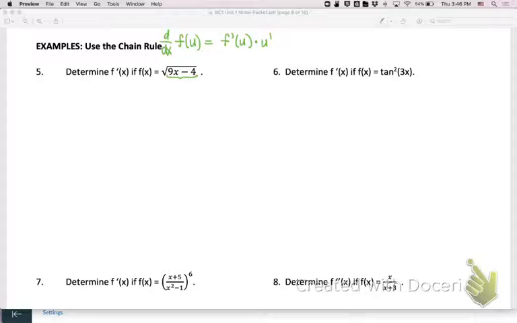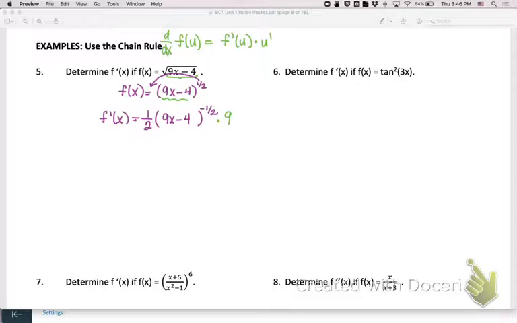Anytime we're working with radicals, we want to rewrite them as a power. So this is equivalent to 9x minus 4 to the 1/2 power. So the chain rule says, take the derivative of the outside, so that's going to be a power rule. We're going to multiply by 1/2. Subtract 1 from the exponent, so now that's negative 1/2, and we leave the inside alone. Then we multiply by the derivative of the inside, which in this case is 9.